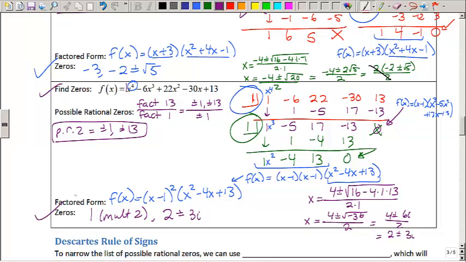I have now found what I was asked to find, which was the zeros. I have 4 total zeros, 1 multiplicity 2, so that's 1, 1, 2 plus 3i, 2 minus 3i. That's all 4 of the zeros.